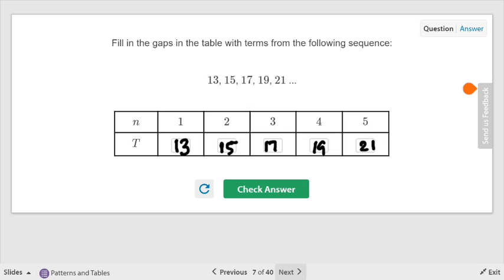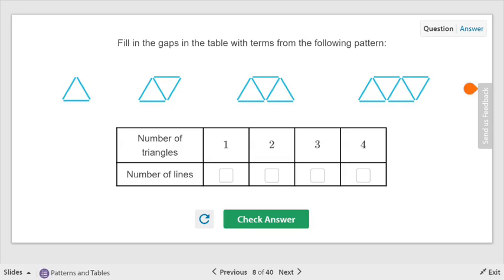All right, so look at this one. This one actually uses a picture pattern, but we can still get the information from it. It says fill in the gaps with the terms from the following table. Now be careful. Sometimes it'll ask you for the number of lines, but sometimes it'll ask you for the number of shapes. So this time it says number of what? Lines. So I want to count how many lines it took to make the shape.